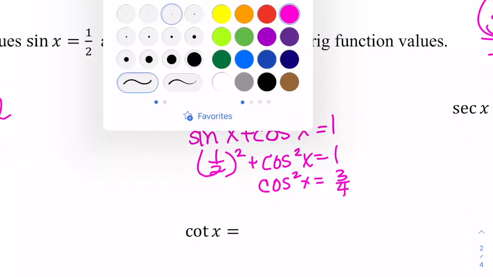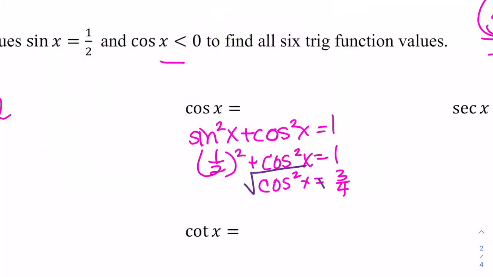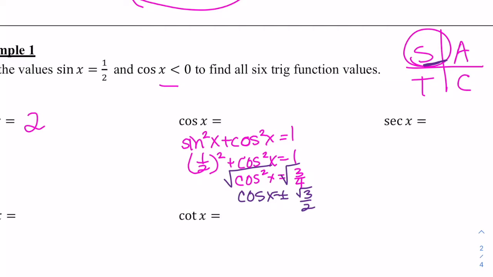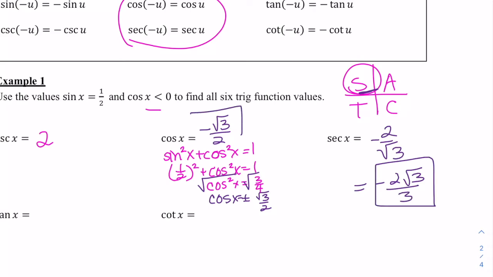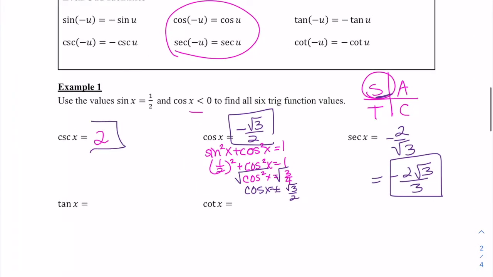And we could take the square root of both sides. So we'll get cosine of x equals plus or minus √3/2. And remember, we said that this function would be in the second quadrant, so this will be negative √3/2. Well, the secant is just the reciprocal of cosine, so we could rewrite that as negative 2/√3, and we want to rationalize the denominator, so we'll write that as negative 2√3/3. So those first 3 right away.